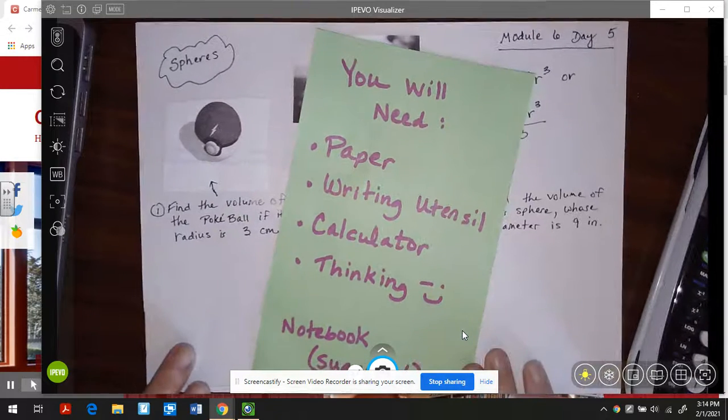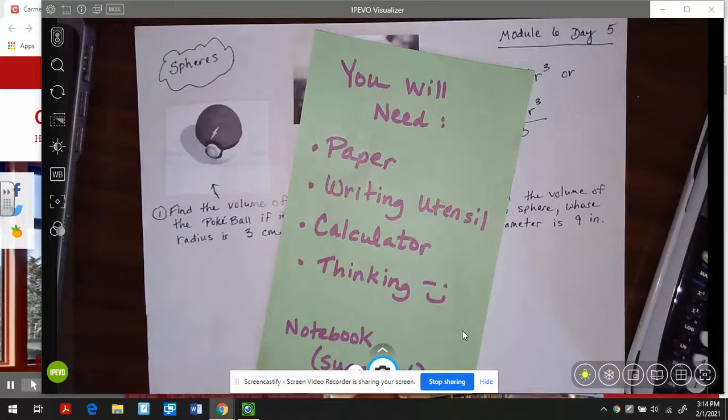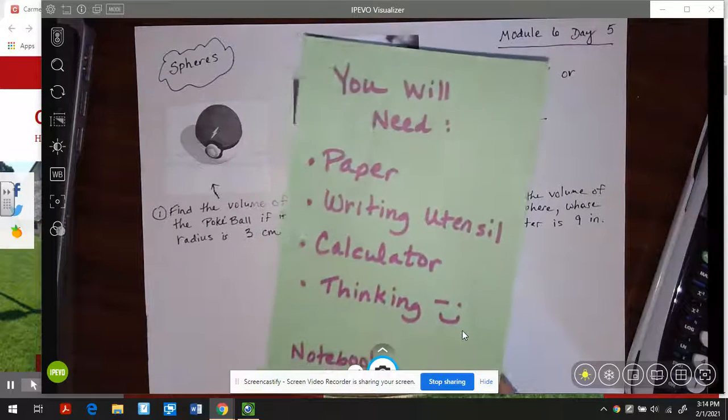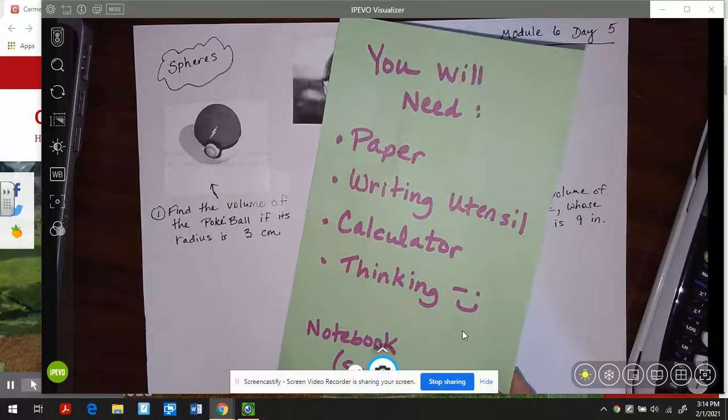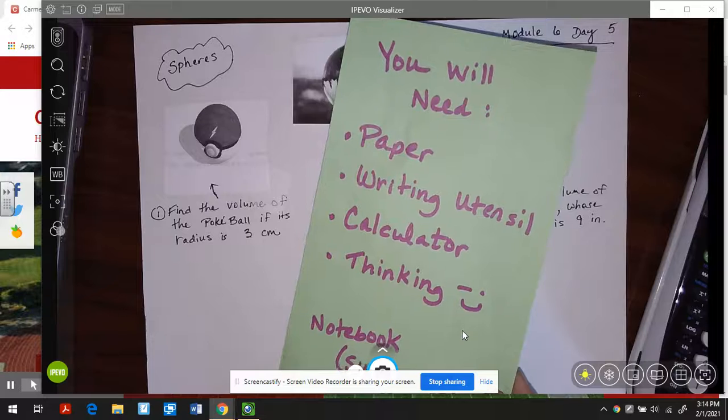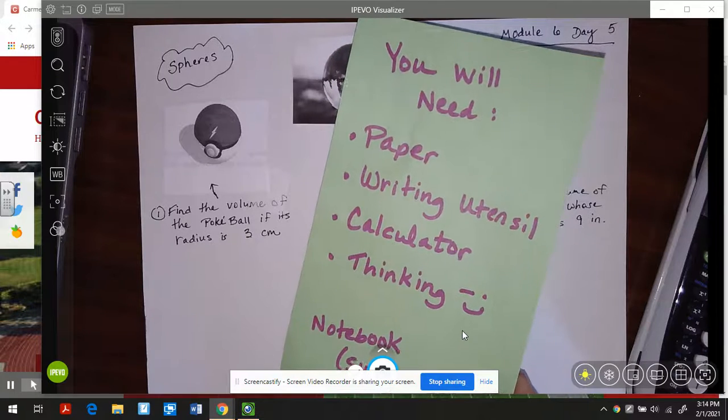This involves finding the volume of a sphere. You definitely need something to write with today, maybe your formula sheet or your notebook. You need a calculator. You will be computing volume with pi in the answer, as well as the decimal estimate.